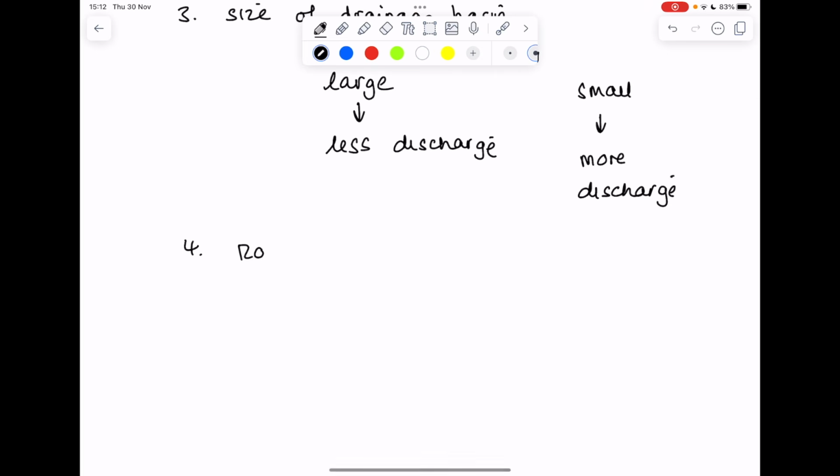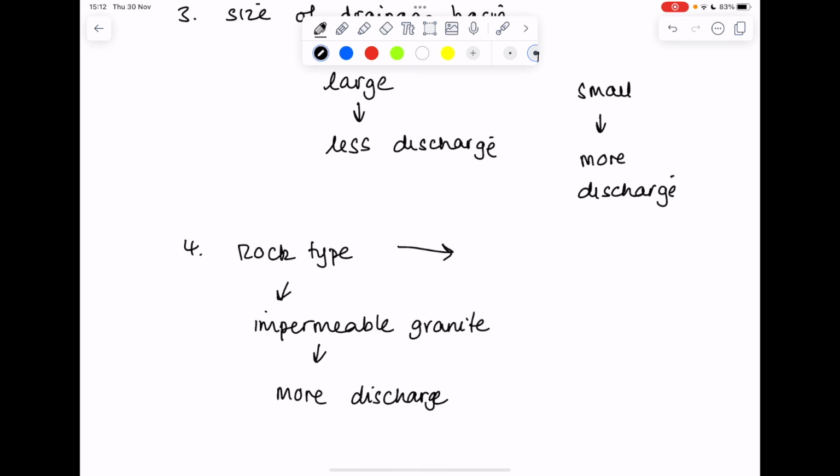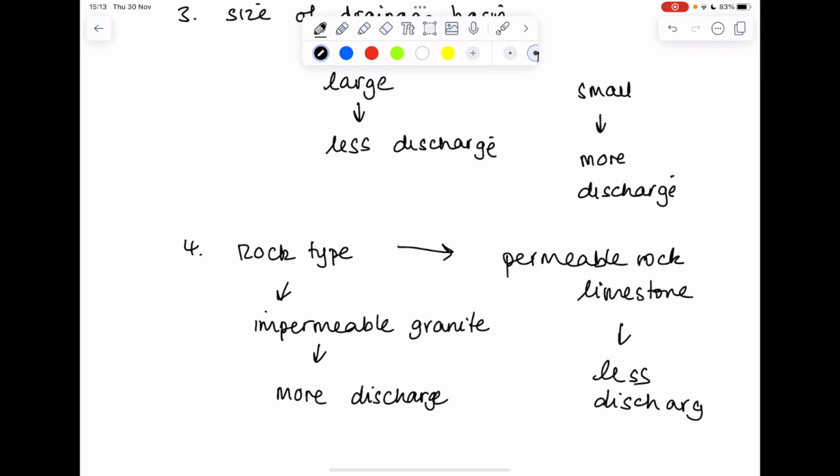Rock type also has an effect. If you have an impermeable rock like granite, you will see more discharge because that water is not going to soak in. If you have a permeable rock like limestone, you'll get less discharge. So do be prepared to compare these various factors.